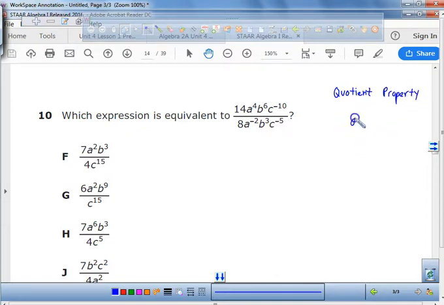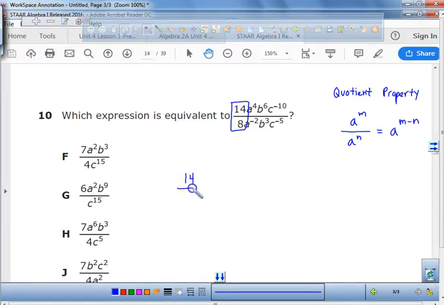So I'm going to put a to the power of m over a to the power of n will always equal a to the power of m minus n. If you have the same base, a being the base, you are allowed to do what with the exponent? Subtract it. Now the coefficients, these numbers right here, you just put in the calculator.